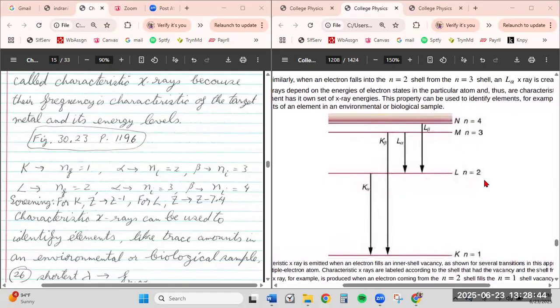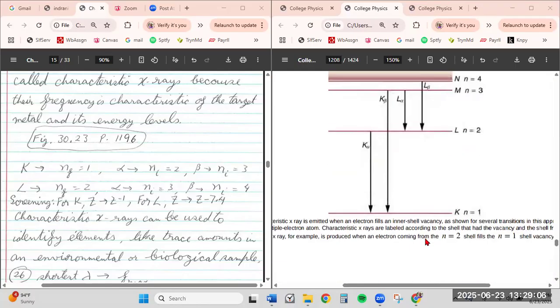Similarly, there are L series spikes as well. These occur when the final state is n equals 2 state. So L alpha is when the transition is from 3 to 2, L beta is from 4 to 2, etc. So for the K series, nf, the final n, is 1.